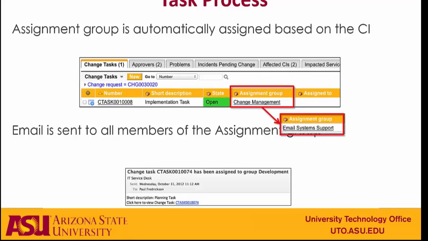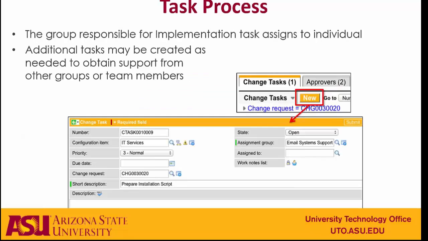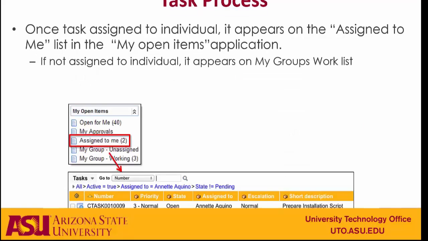The assignment group for that task is assigned based on the configuration item, and an email is sent to everyone in that group. Someone from the group can open the task and assign it to an individual. That individual will be able to see it in the Assigned to Me list on My Open Items in ServiceNow, and they'll also get an email.